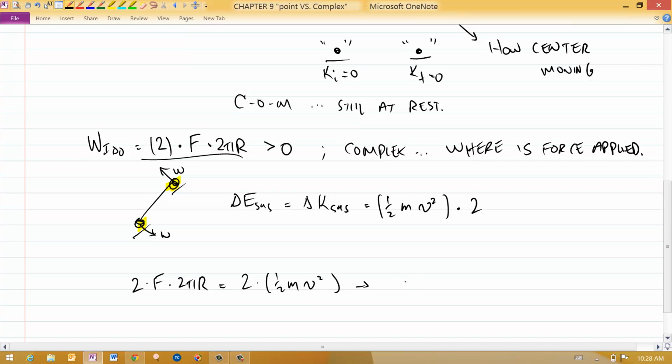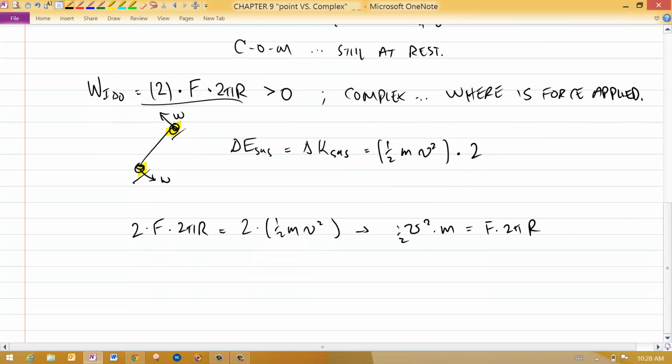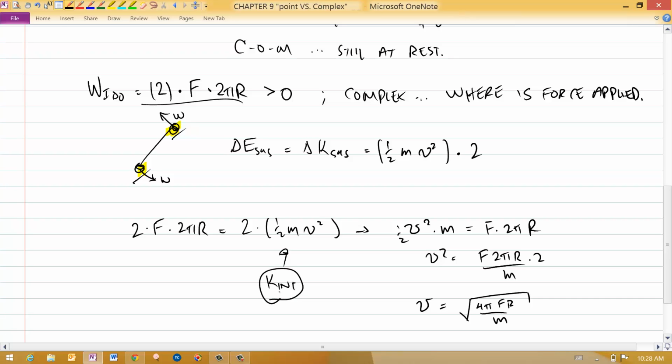So I could tell you how fast these objects are moving. V squared times m times 1/2 is equal to F times 2 pi r, and then V squared is equal to F 2 pi r times 2 over m. So V, the speed with which any one of these objects is moving, is the square root of 4 pi F r divided by m. This is the internal kinetic energy of the system. You need to use the full expanded system to find out what the internal energy is.